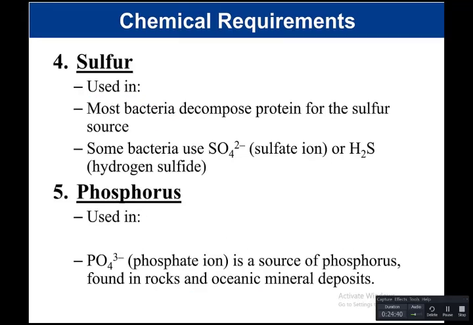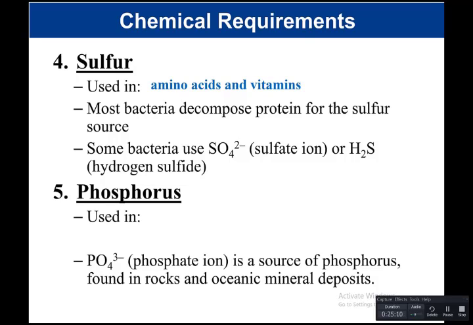Next, we have sulfur. Sulfur is used in amino acids, so to make proteins, because we have cysteine, for example, which is an amino acid that contains sulfur. It's also used to make vitamins. Vitamins are basically organic compounds that are used to help enzymes function. And sulfur can be found in these vitamins.